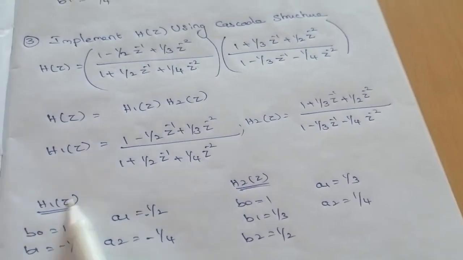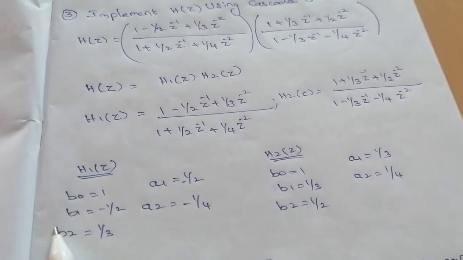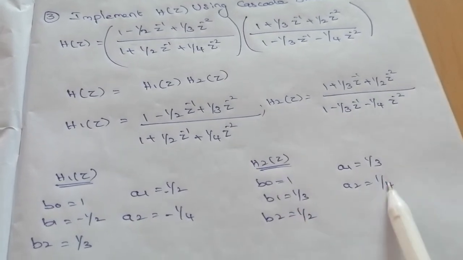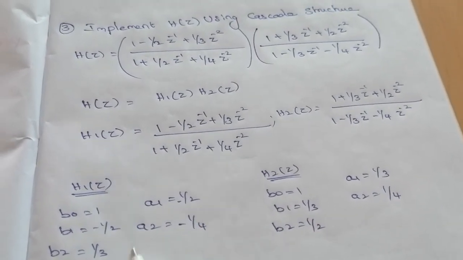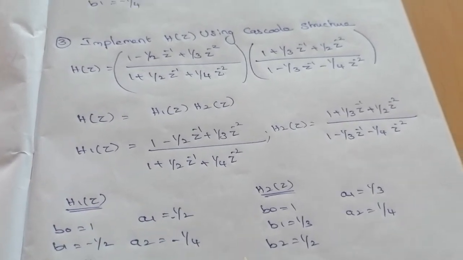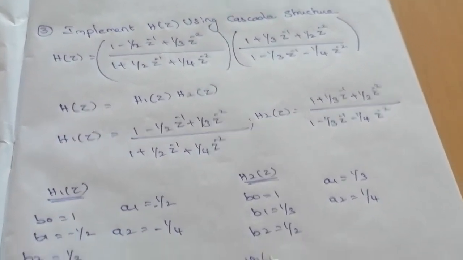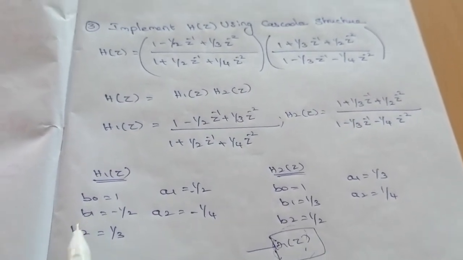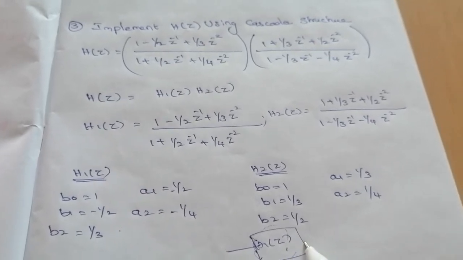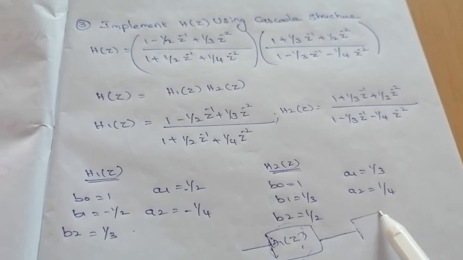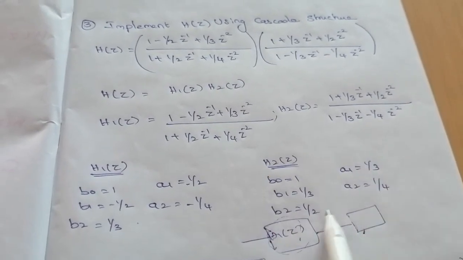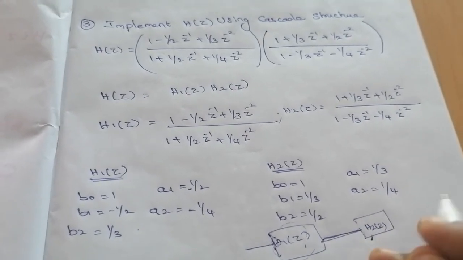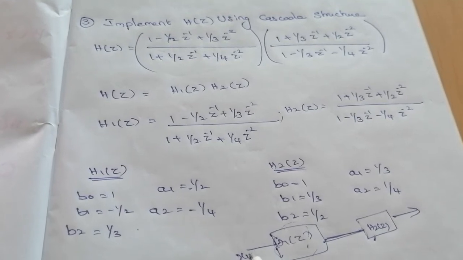So for H1 of z, initially we have to draw the direct form 2 structure, which is cascaded with the direct form 2 structure of H2 of z, right? First draw the direct form 2 structure for H1 of z. In this portion you need to draw the direct form 2 for these values. After this output you again join H2 of z, drawing the direct form 2 structure using its values. Then combine these two, and we get the cascade structure, right?